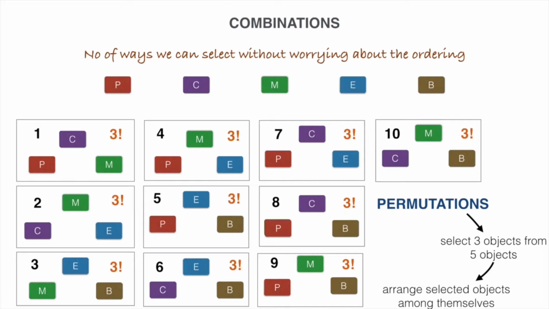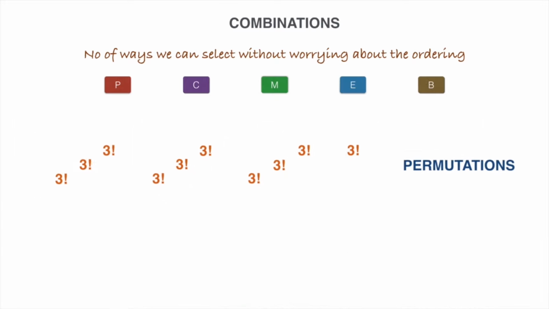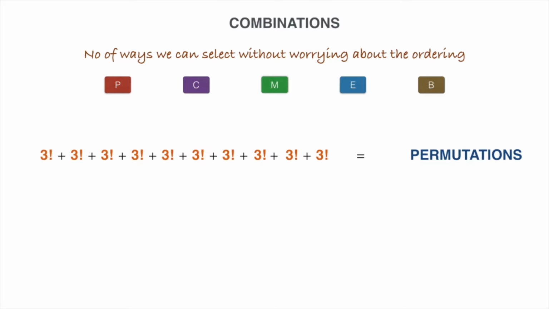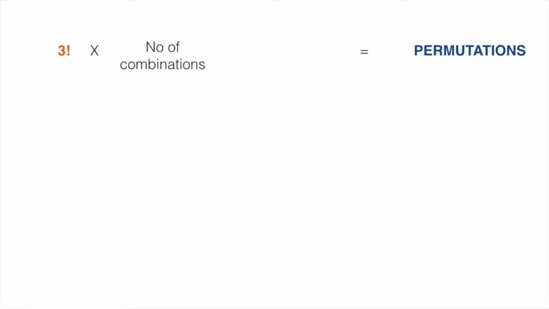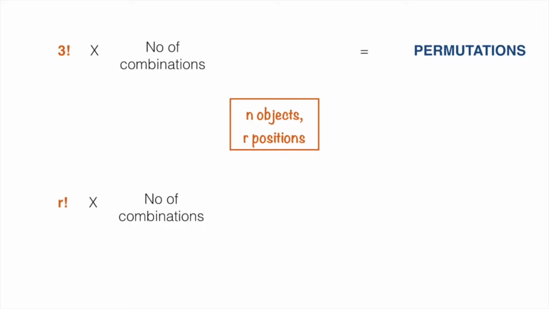Hence, my number of permutations can be given as 3 factorial plus 3 factorial plus 3 factorial until 10 times. Basically, one 3 factorial for each of the combinations. This is nothing but 3 factorial multiplied by the number of combinations I got. Until now, we were working with 5 objects and 3 positions. For a more general case of n objects and r positions, it is easy to see that instead of 3 factorial, I will have r factorial.